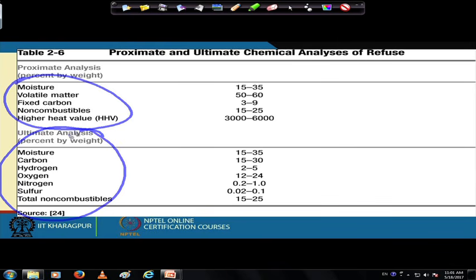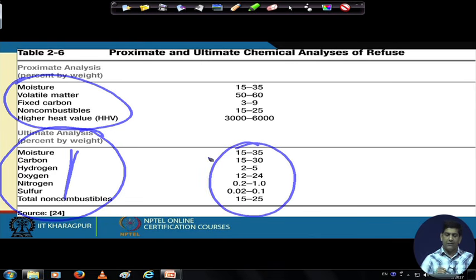So basically you are getting some idea about the garbage, but not in great detail. When you try to get the idea in great detail, taking things all the way to the periodic table level, that is the next part, which is the ultimate analysis. Here you look at the moisture, carbon, hydrogen, oxygen, nitrogen, and sulfur, the elements that you see directly on the periodic table, and you get the values for these.